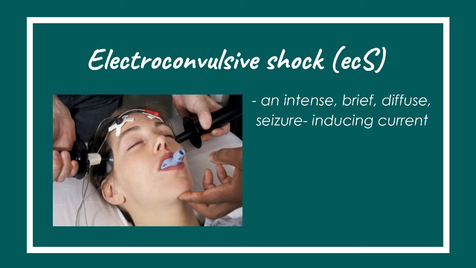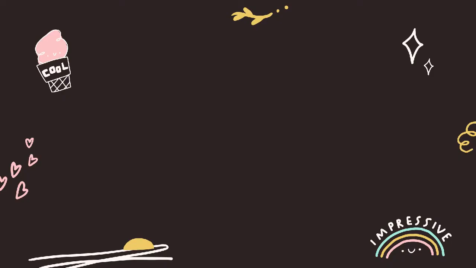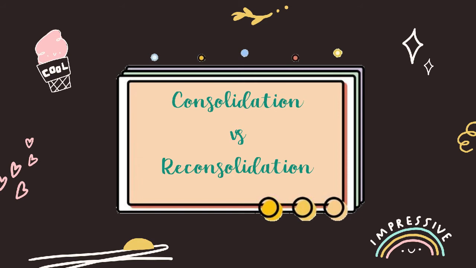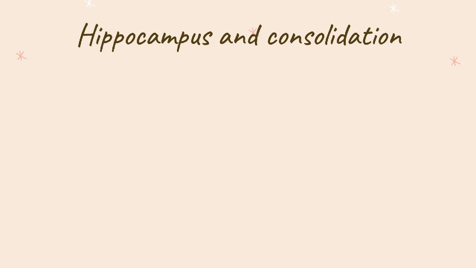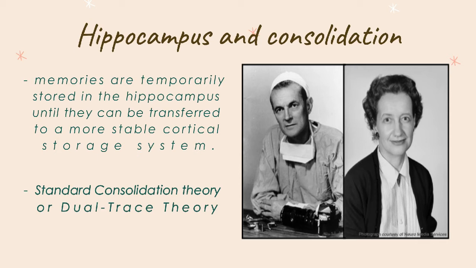Electroconvulsive shock, or ECS, is an intense, brief, diffuse, seizure-inducing current that is administered to the brain through large electrodes attached to the scalp. This time, let us differentiate consolidation and reconsolidation. The case of Henry Molaison provided evidence of memory consolidation, and it seemed to suggest that the hippocampus played a special role in it. Scoville and Milner suggested that memories are temporarily stored in the hippocampus until they can be transferred to a more stable cortical storage system. This theory has become known as the standard consolidation theory or dual trace theory.